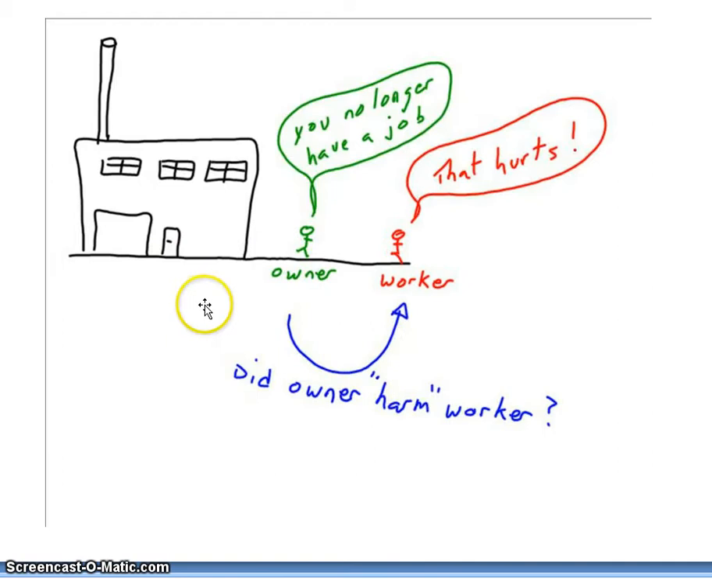Kind of like the price gouging case, we can ask the question, is the worker harmed by this? So the owner is going to close down the factory. You no longer have a job. Well, from the worker's point of view, that hurts. Now the question is, did the owner harm the worker? So kind of like in the price gouging case, we were asking, is anybody harmed? If so, who or what was harming the thirsty people? Is the owner harming the worker in this case?